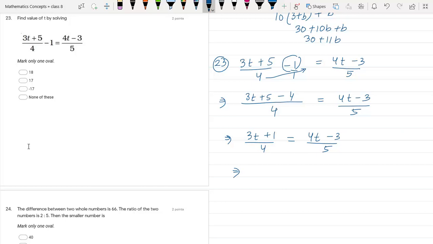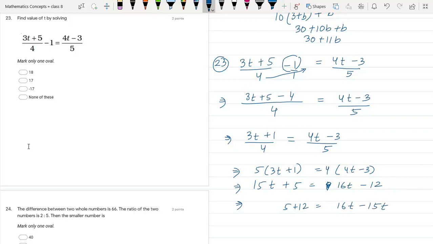So 5 into (3t plus 1) and 4 into (4t minus 3). Now 5 times 3 is 15t plus 5 is equal to, sorry, 4 times 4 is 16t minus 12. Now bring together like terms. So this 12 will come to this side, it becomes 5 plus 12. 15t will go to that side, it becomes 16t minus 15t. So 5 plus 12 is 17 is equal to t. So the correct answer is plus 17.